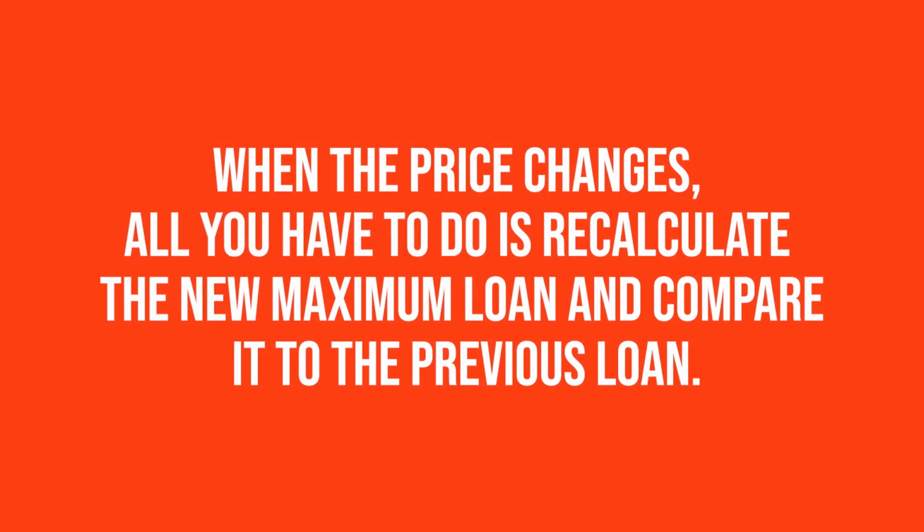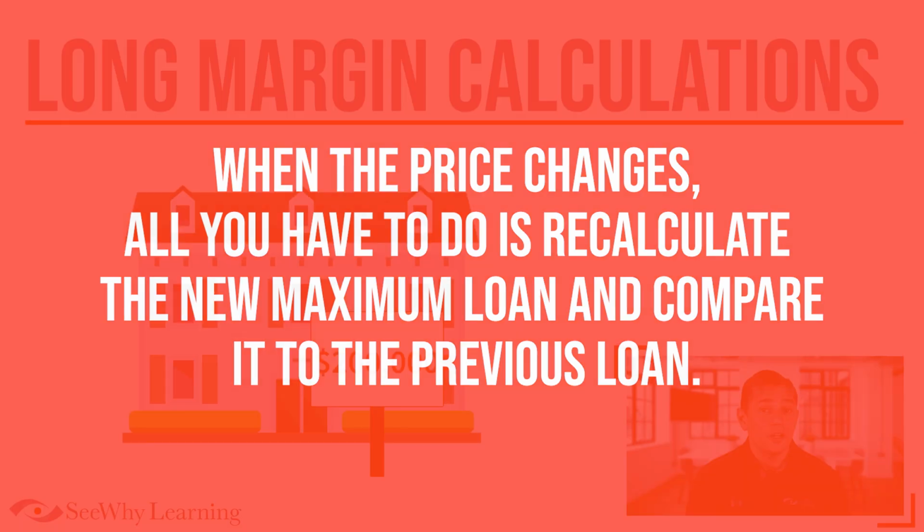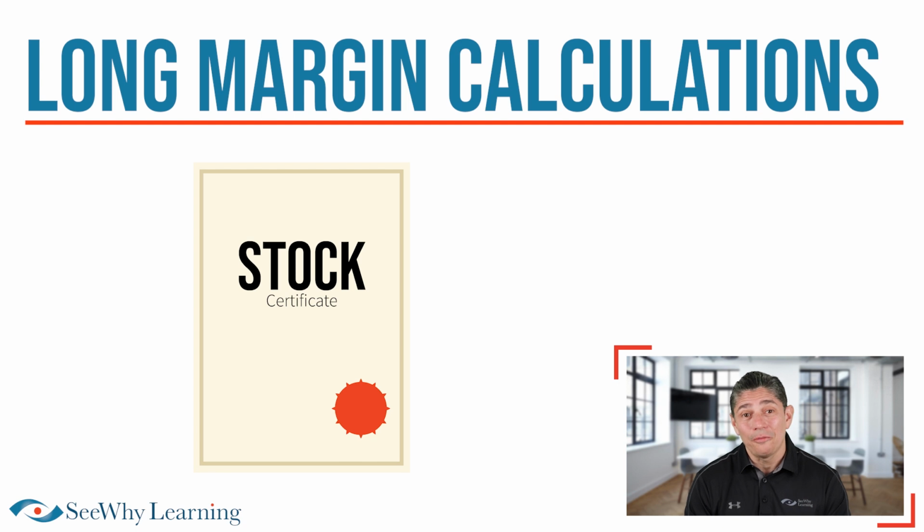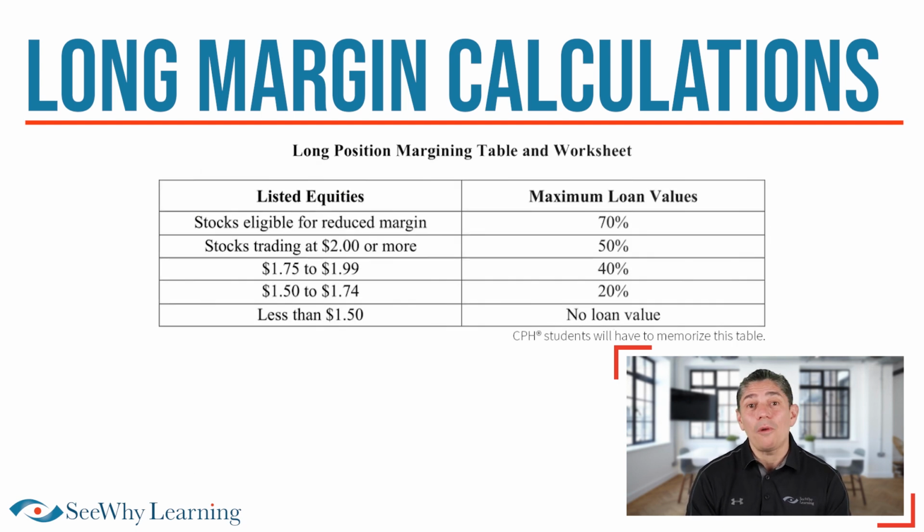You can use the exact same process for margin calculations on a long stock transaction. The only difference is the terminology will be a little bit different. And instead of using the house value, you would use the stock value. And instead of using 70%, you'll have to refer to the maximum margin loan table for long positions, which is mandated by IROC, and use whatever percentage the table allows.